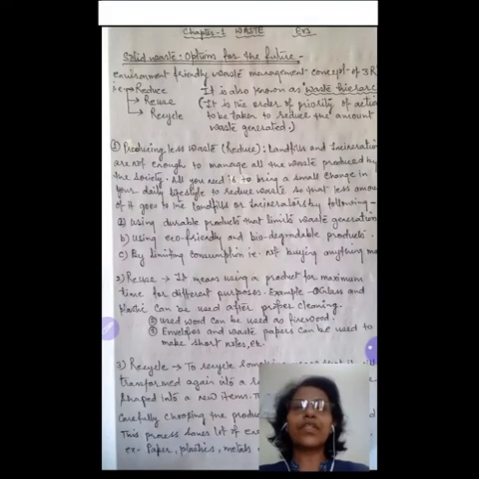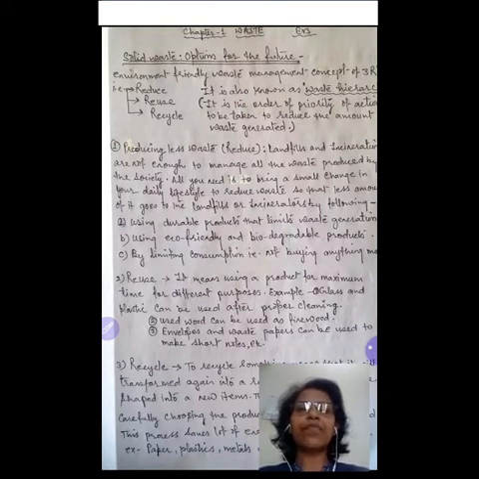The concept of 3Rs, this is also known as waste hierarchy. This is the order of priority of action to be taken to reduce the amount of waste generated. By practicing the 3Rs, we can reduce the amount of waste generated.